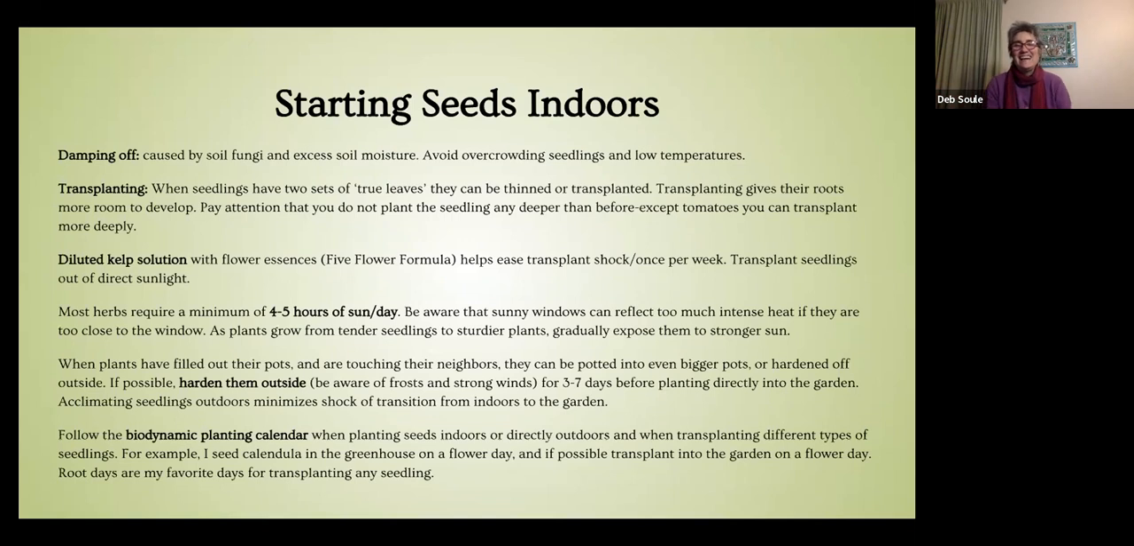Yeah. And I said that I use Neptune's organic concentrated kelp solution. That's what I use. I dilute it when I'm giving a little bit of water to help ease transplant shock. I use both the 5-flower formula, which is traditionally called Rescue Remedy. I'm trying to remember it as Rescue Remedy, but I know it is 5-flower formula. I always put a few drops in there to help ease transplant shock.